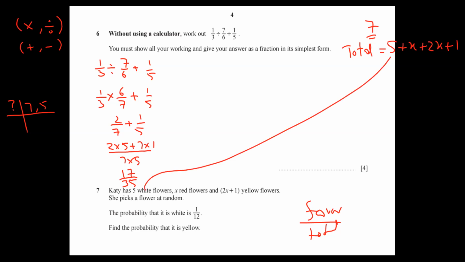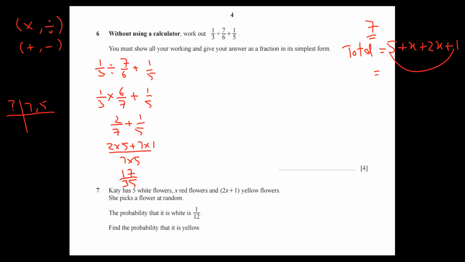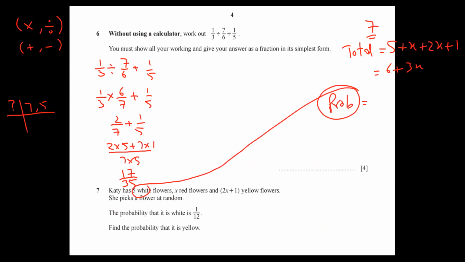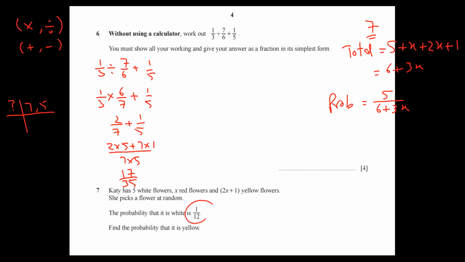So this comes from here, this comes from here, and this comes from here. Okay, after this, I'm going to add them. Adding 5 plus 1 gives you 6, and 2x plus x gives you 3x. So what is the probability technique? Probability of anything you want is favored over total. But what is that? The probability of white. So naturally, if I'm asking you white probability, white up, 5 up, total down, and total is 6 plus 3x.